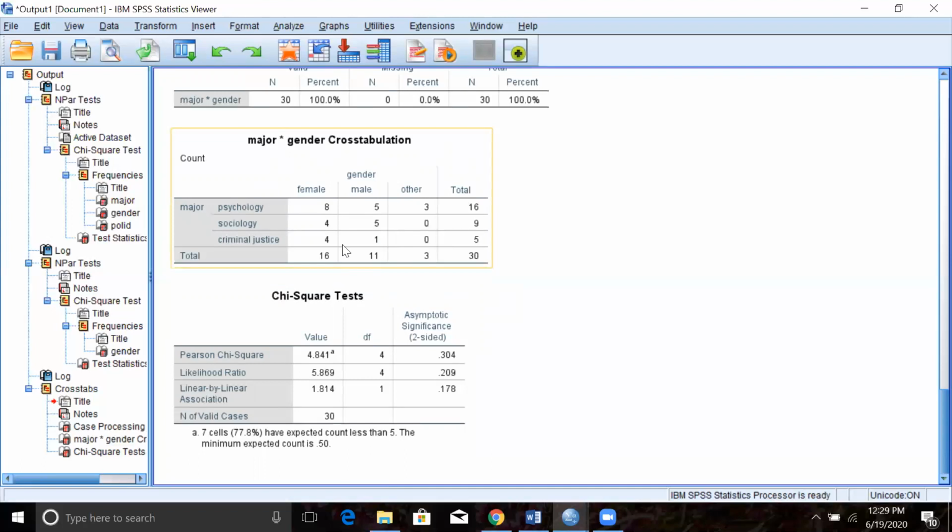What this tells us is that there's a roughly proportional amount of men, women, and other falling into these three categories, right? So there's more women in the psych category, but that's just because there were more women overall. These breakdowns are roughly proportional to how many women, men, and other there were in the sample. So again, a non-significant two-way chi-square tells us that major and gender are not impacting each other.